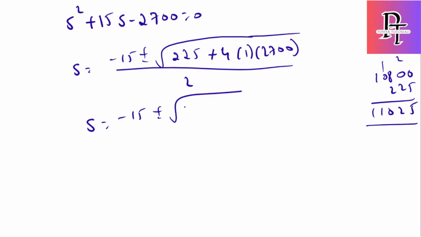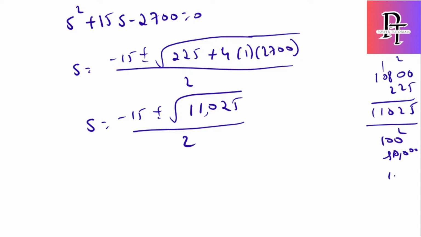Okay, we got it as 11025. So it is nothing but 11,025. 100 square is 10,000, so definitely we have to keep a 5 here so that we'll get this one. Let's check for 105 square: you'll get 11025. Correct. So s value is equal to minus 15 plus or minus 105 by 2.